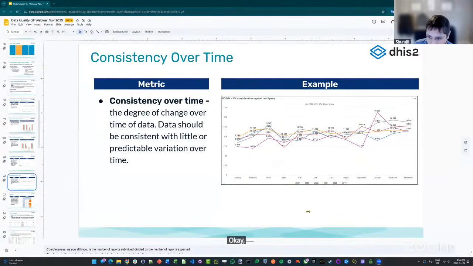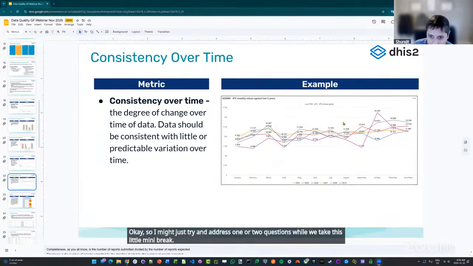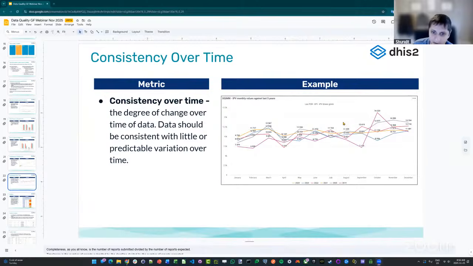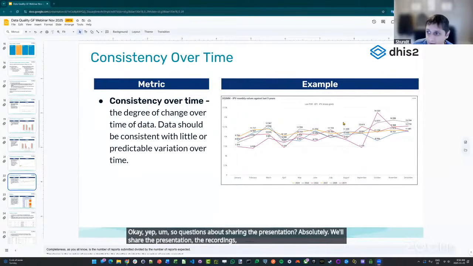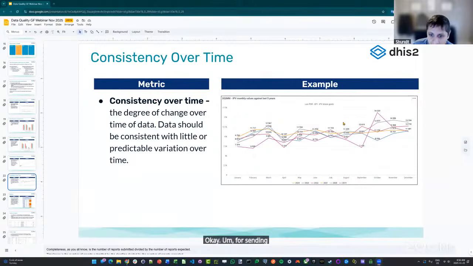Okay, so I might try and address 1 or 2 questions while we take this little mini break. Okay, yep. So questions about sharing the presentation, absolutely. We'll share the presentation, the recordings, everything directly after this webinar. For sending an email, yes. Someone asked about sending an email or SMS. Yes, you do need a configuration.